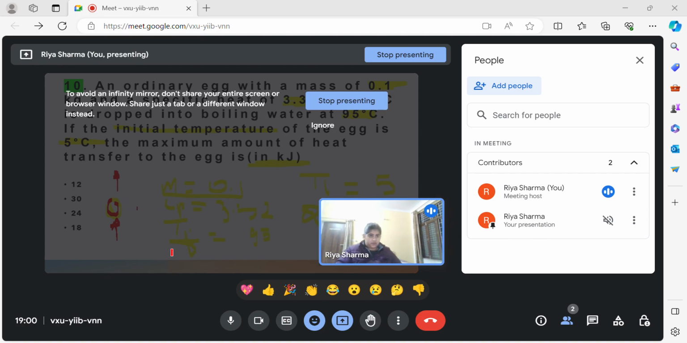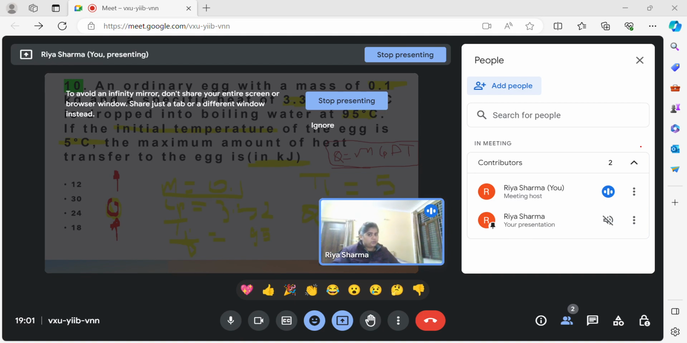After giving you 1 minute, the heat exchange when there is no phase change is given by the formula Q equals m Cp delta T. This is again a hint for you to solve it, for those who have not understood the concept. Q equals m Cp delta T.